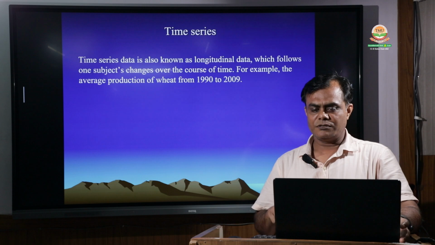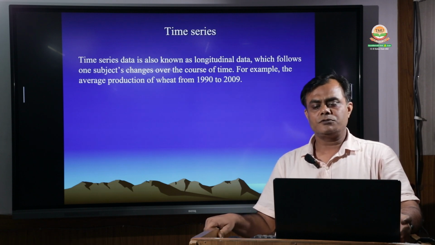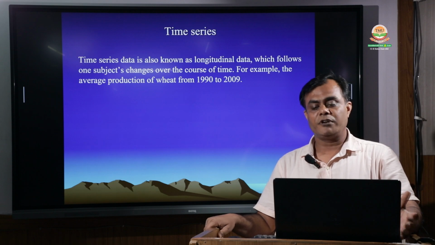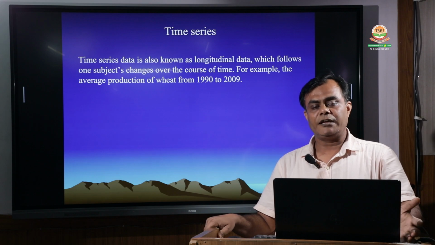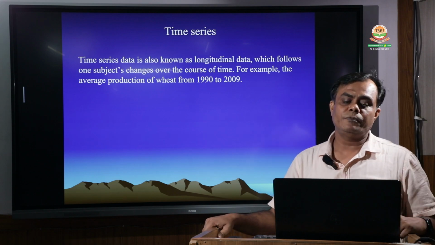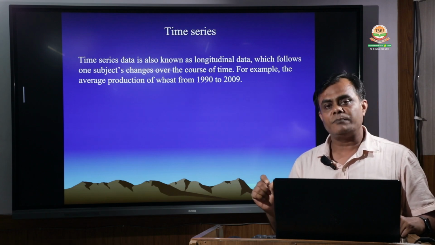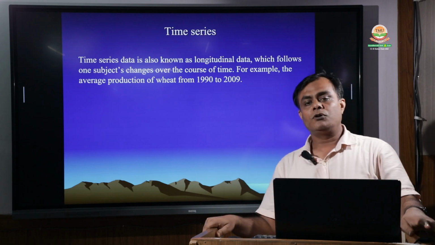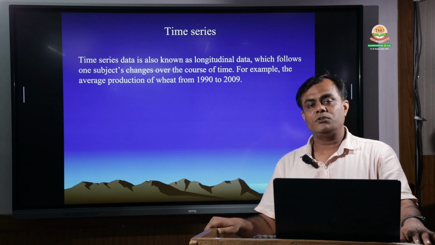Next is time series. Time series data is also known as longitudinal data, because we are gathering data over different time frames, following one subject as it changes over the course of time. For example, the average production of wheat from 1990 to 2009. This is called time series data, because the wheat production is the same characteristic, but the production output is different in different time frames. So on different time frames we can get data, and that type of data is known as time series data.